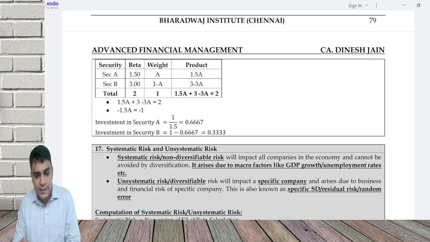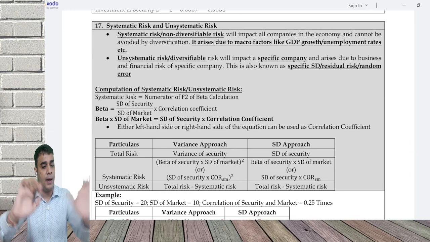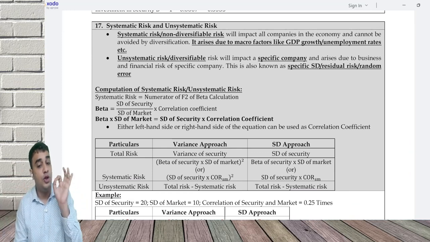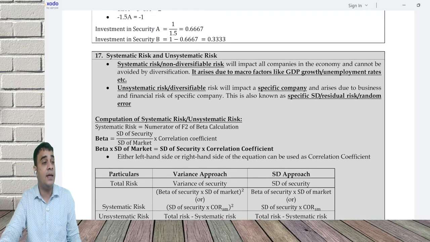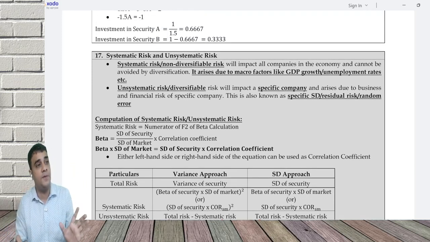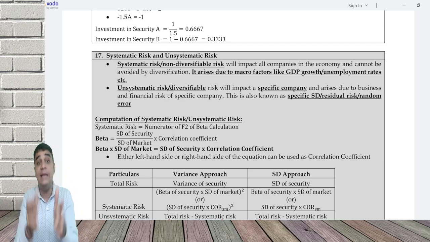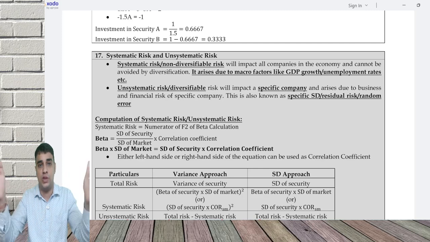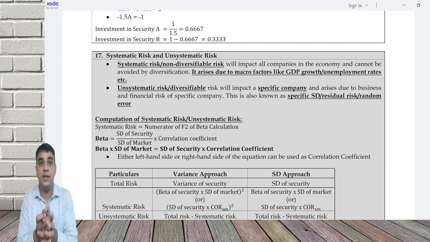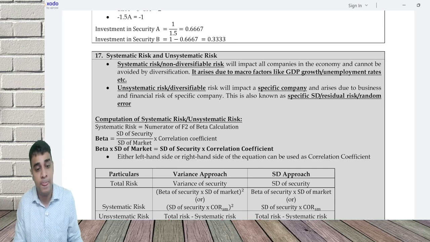Let's first quickly discuss from the concept book and then I will come back. Systematic risk is equal to the numerator of the beta calculation. Systematic risk is called non-diversifiable. Why? Because you cannot eliminate it. It cannot be eliminated by adding more and more securities. Non-diversifiable risk means risk which cannot be reduced by diversification.